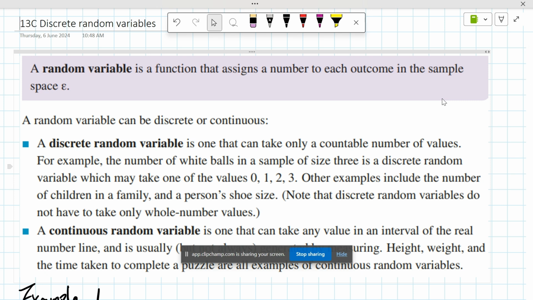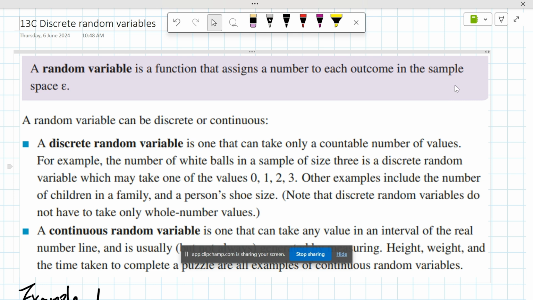Hello everyone, welcome back to the 13C, and today we're gonna do the discrete random variables. A random variable is a function that assigns a number to each outcome in the sample space. A discrete random variable can only take countable values. For example, the number of white balls in a sample size of 3 is a discrete random variable, which may take one of the values 0, 1, 2, 3. Other examples include the number of children in a family, or a person's shoe size, and so on.